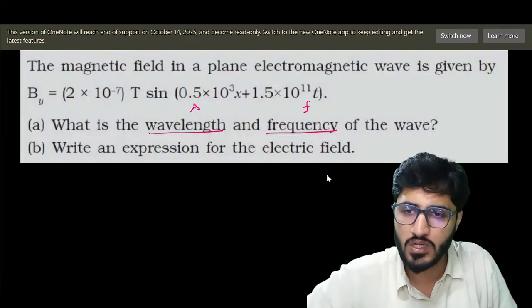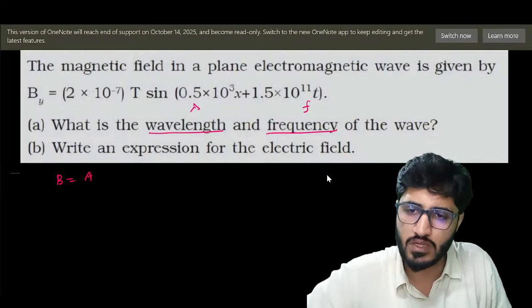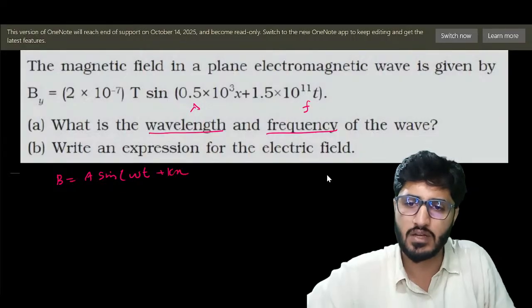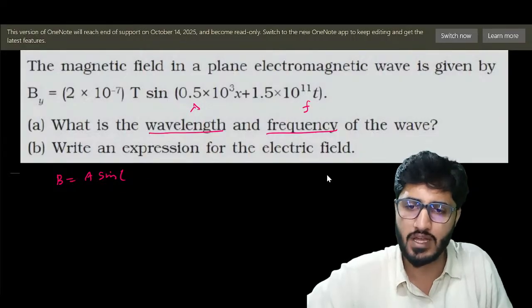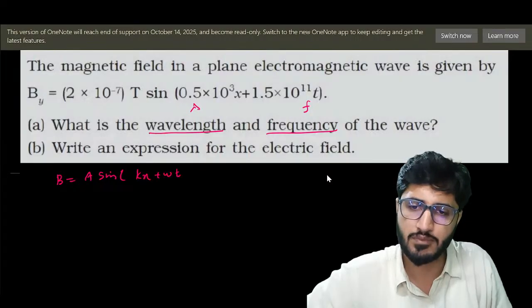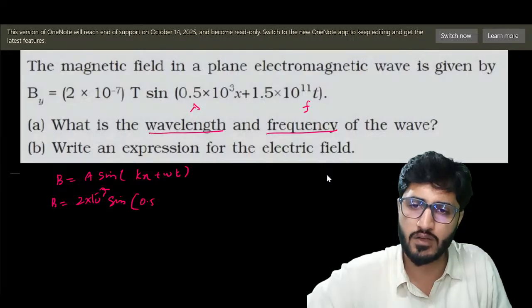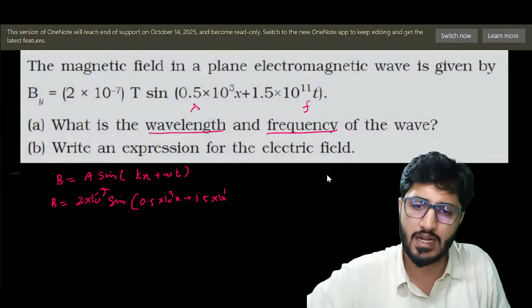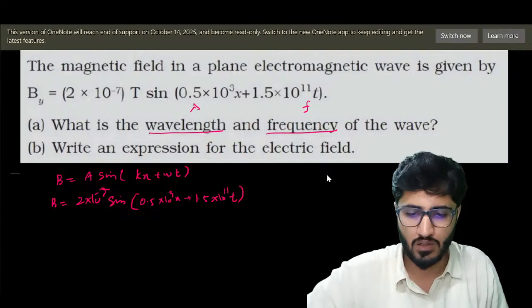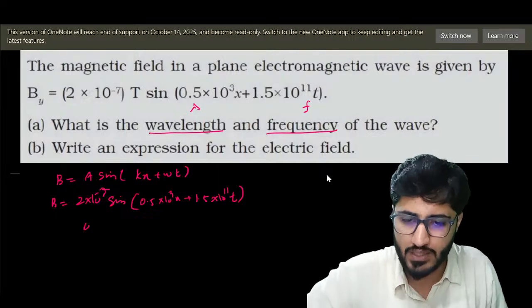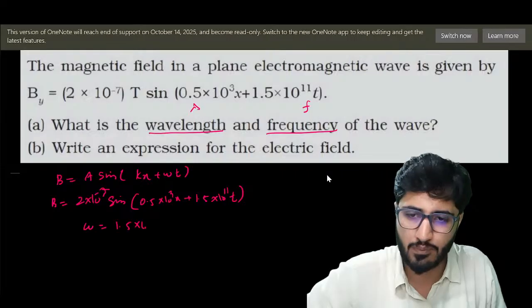So this equation I can write as B equals A sine(omega t plus kx). But here I will just rearrange this: I will write kx plus omega times t. So B equals 2 times 10 to the power minus 7 sine(k x plus omega t), where k is 0.5 times 10 to the power 3 x plus 1.5 times 10 to the power 11 t. Now, what is omega? Omega came out to be 1.5 times 10 to the power 11.